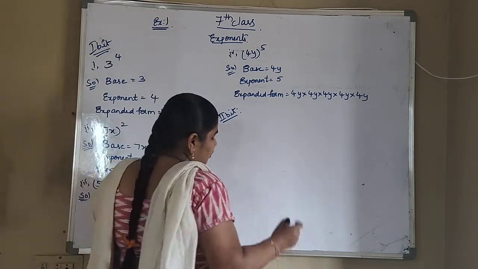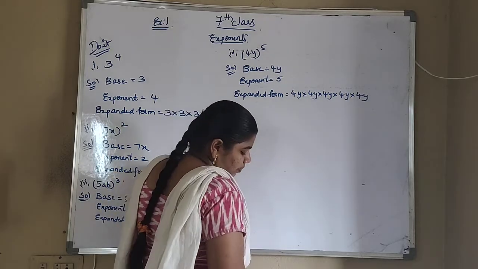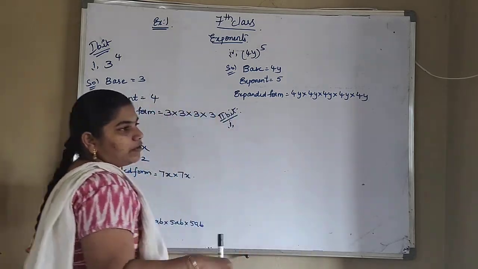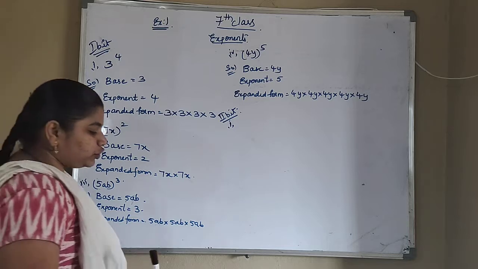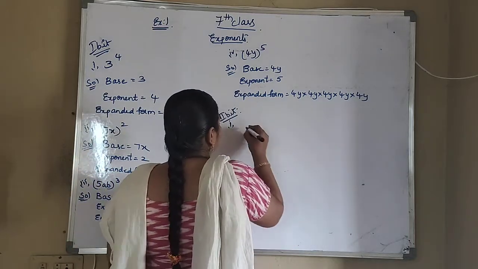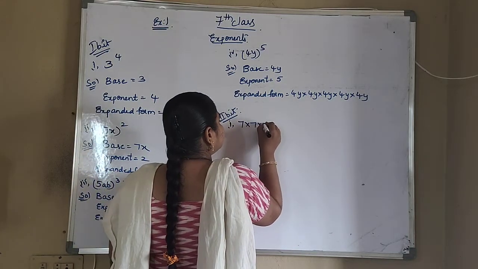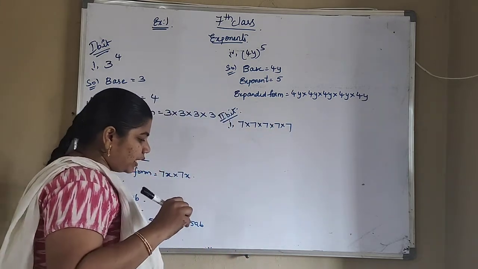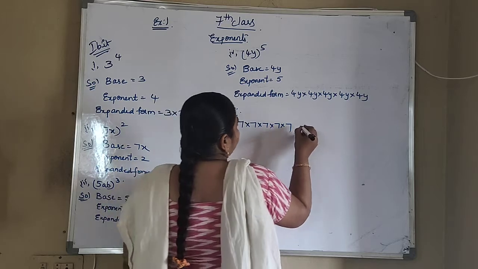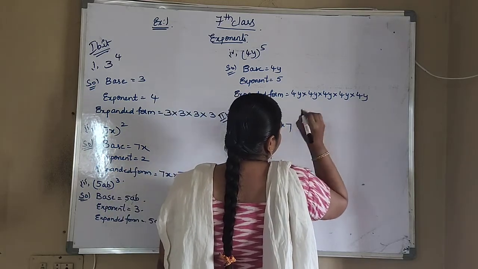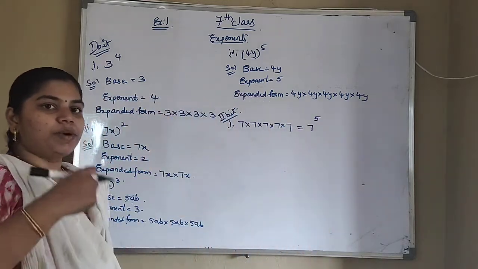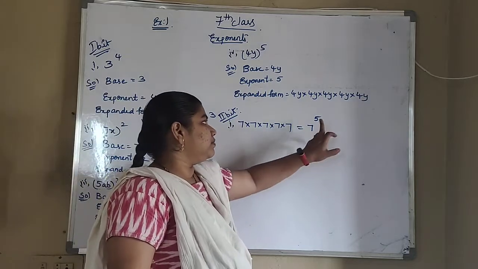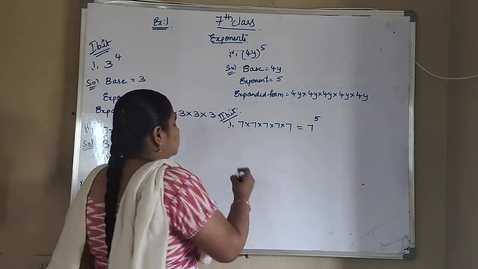So now what is the first one? They have given in the form of expanded form. Now we have to convert that into exponential form. That is 7 they have multiplied 5 times. 7 they have multiplied how many times? 5 times. So we can write this as 7 power 5. The power will be 5 there. So next one.